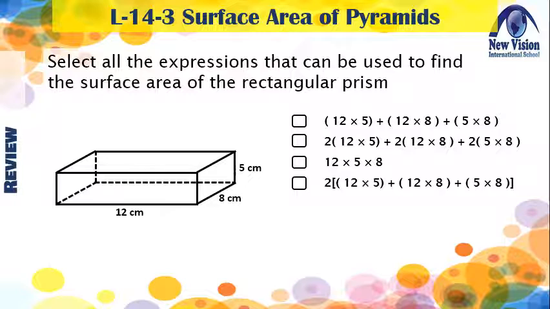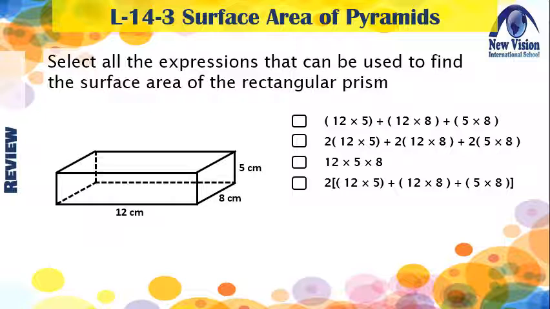Alright. Review questions today. First review question, are you ready? Very good. Select all the expressions that can be used to find the surface area of the rectangular prism with bottom side 12 cm by 8 cm and height 5 cm. You have the following choices.